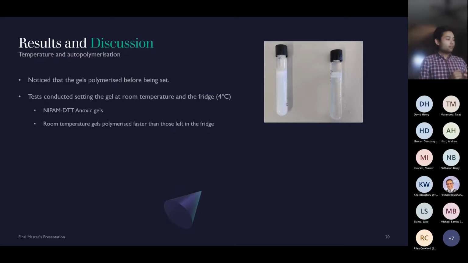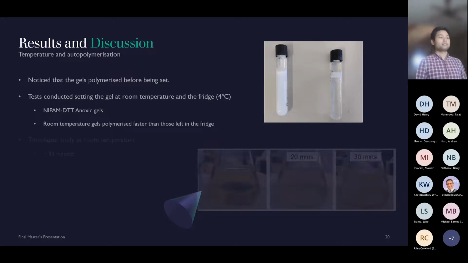What was interesting is that I thought maybe temperature might be a factor in the pre-polymerization. So I did some tests with gels being set at room temperature and gels being set in the fridge, using the DDT anoxic gels. As you can see in the image on the right-hand side, the one at room temperature polymerized and looks quite cloudy. On the left-hand side is the one that was set in the fridge, and it still remained clear except for a small band. So at room temperature, the gels polymerized faster than those on the left.